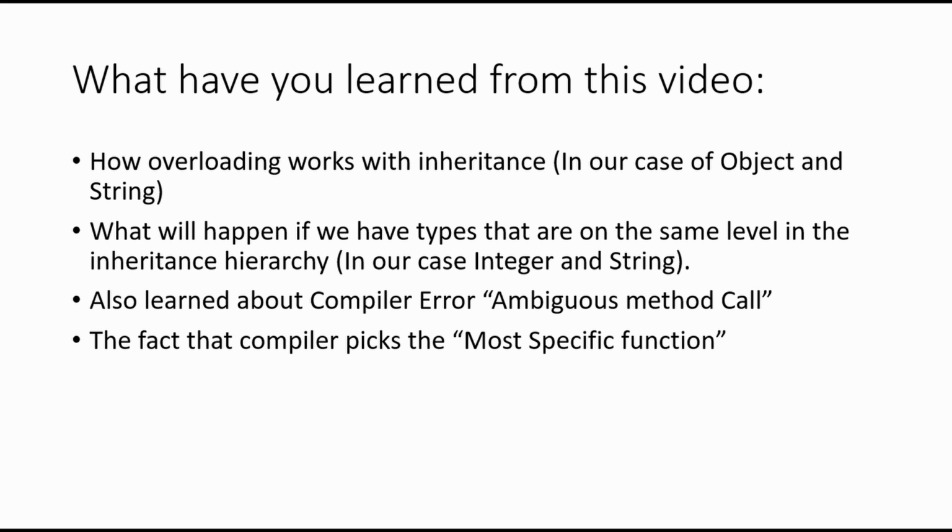So I will also talk about what you have learned from this video. From this video, you have learned how overloading works with inheritance in the case of Object and String. The second note is what happens if we have types that are on the same level, for example String and Integer. We got a compiler error, and we also saw there was an ambiguous method call, and the fact that the compiler picks the most specific method there is.